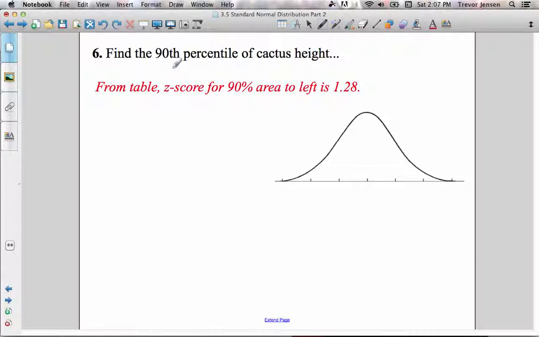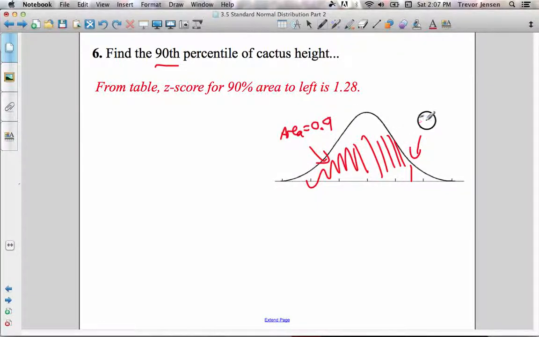So find the 90th percentile of cactus height. What that means is find which value of x, where along here, the area to the left is going to equal 0.9. I'm looking for the area of this to equal 0.9. What is the value of x?